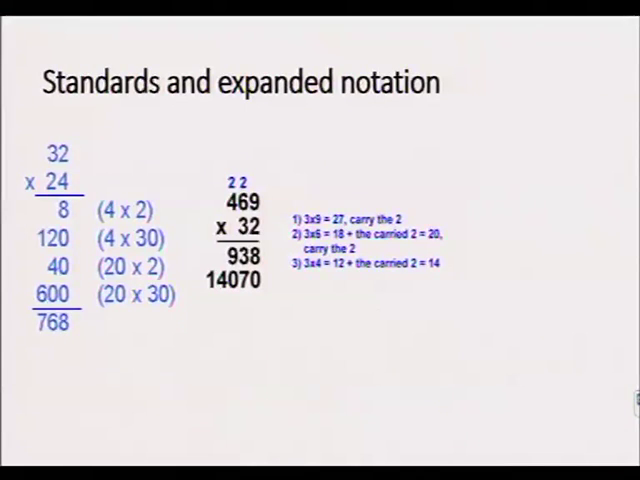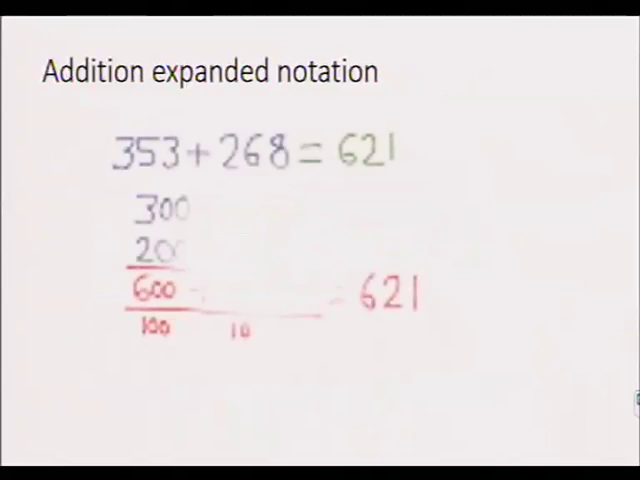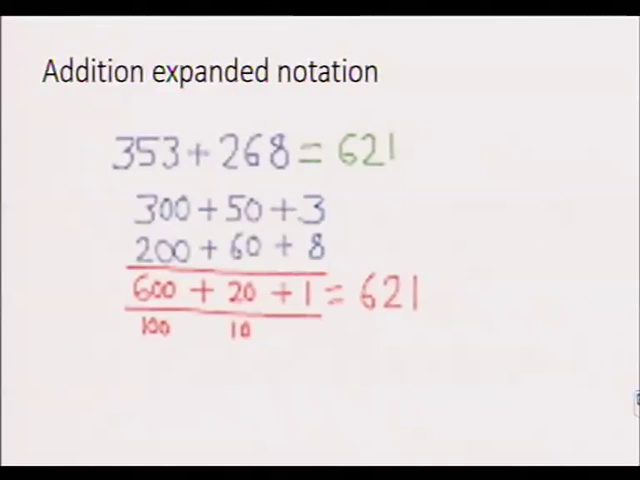So at the end of the day, you're going to have 14,070 as your final answer. But in terms of the expanded notation, we want to see this blue part here. That is the section that we want to see, because that's the section that explains to us how you did your multiplication.